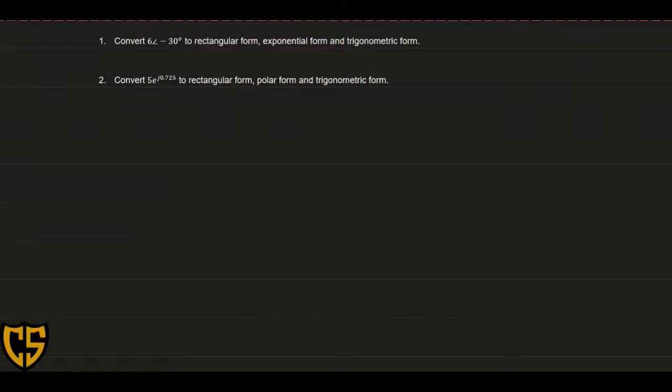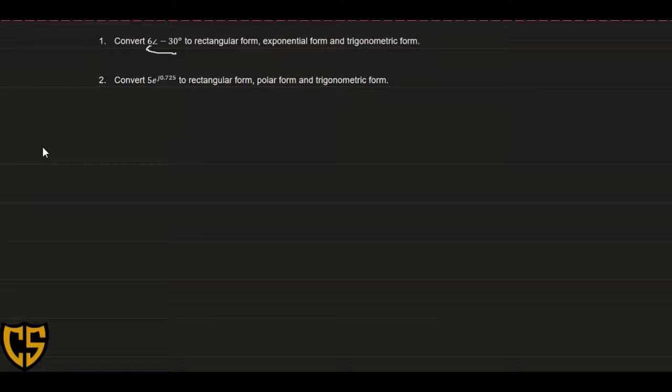For the second na problem, we are given an exponential form 5e raised to the j 0.725 to rectangular form, polar form, and trigonometric form. So first, let's start with problem number 1. We are given isang problem na may ara kita 6 bar angle negative 30 degrees. So we are going to convert this into rectangular form. So start tayo with rectangular form.